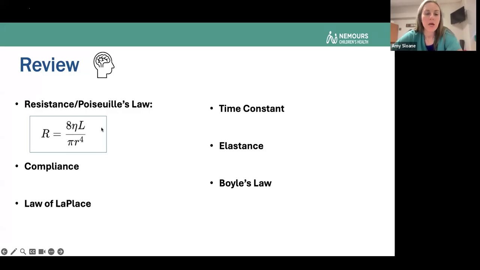Compliance, I refer to as CVP, just to help me remember the formula. Compliance is change in volume over change in pressure. The law of Laplace is pressure equals twice the tension divided by the radius. Our time constant is the product of compliance and resistance. And if you can remember one or the other, elastance is the inverse of compliance, so it is the change in pressure divided by the change in volume.